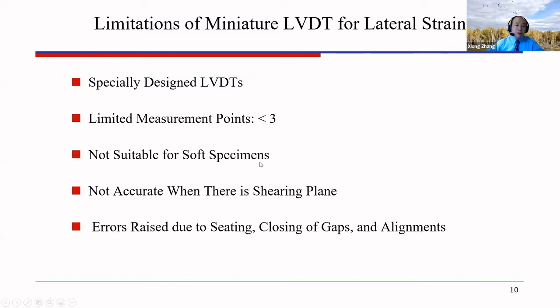And it's not suitable for soft soil specimens because, yeah, the LVDT, during the installation process, can deform the soil specimen. And it will not be accurate when there's a shear plane. Actually, for most soils, when the soil fails, there's a shear plane. And errors are also raised due to seating, closing of the gap and alignment, because you want the LVDT to be installed perfectly horizontal in a horizontal direction.